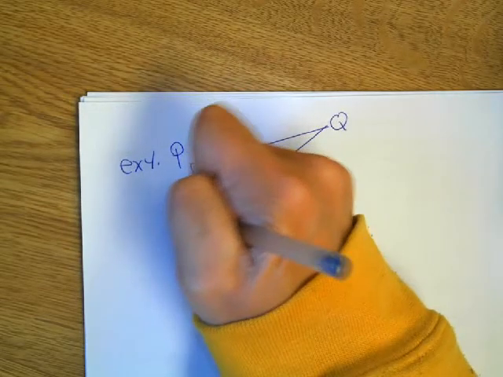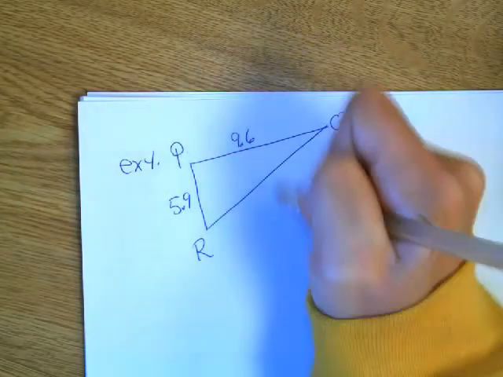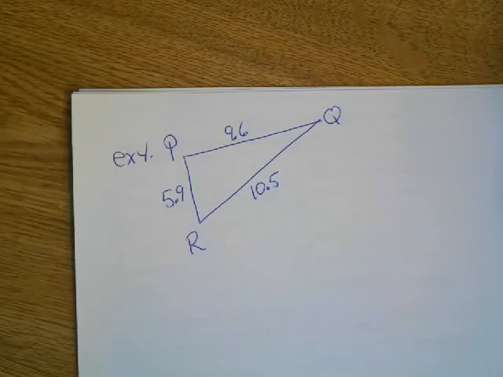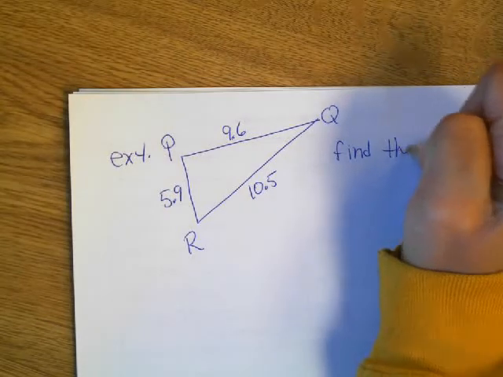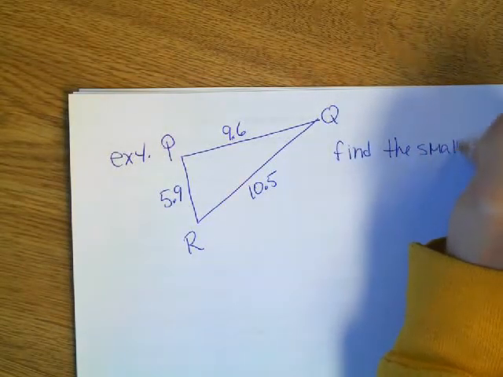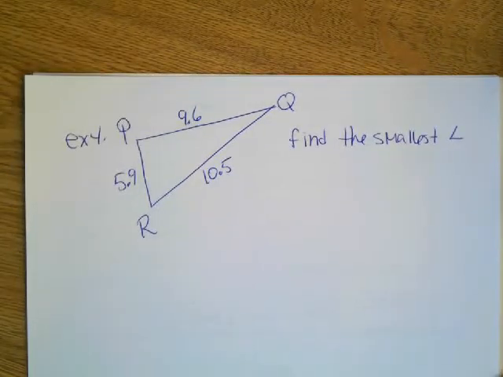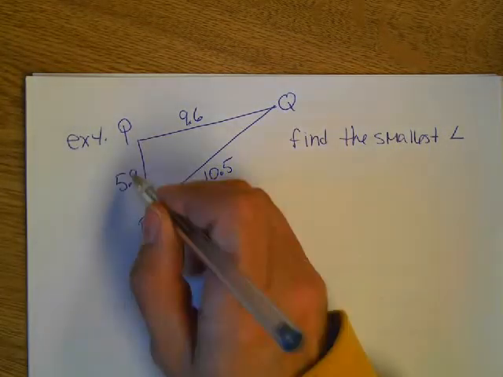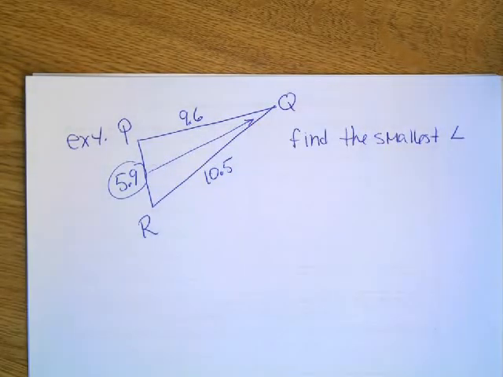Oh, decimals, nice. 5.9, 9.6, and 10.5. Let's see. If I asked you to find the smallest angle here, would you remember which one is the smallest? Hopefully you remember that the smallest angle is across from the shortest side. So that would be angle Q.